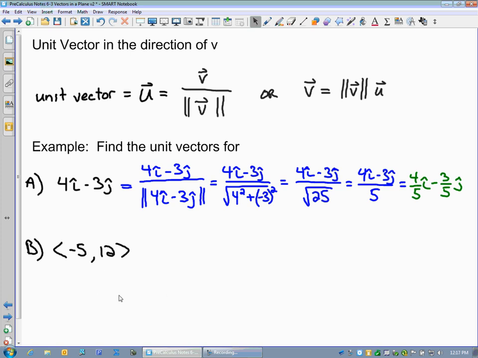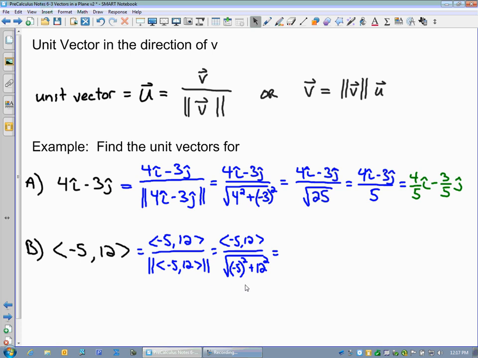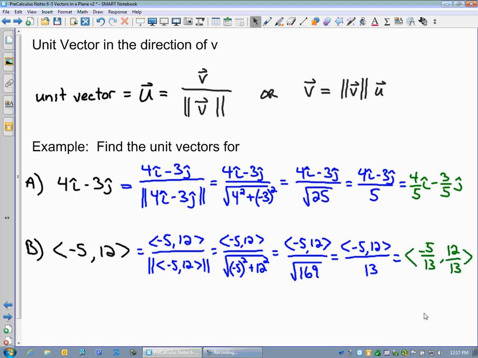For the angle bracket version, again, it's going to be the vector itself divided by its magnitude. And of course, we can do the square root of the x component squared plus the y component squared. When you do that out, you're going to find it's the square root of 169, which is 13. But once again, if you recognized 5, 12, 13 as one of your Pythagorean triples, then you could have jumped right from this step to this step. And now once we have that, we're simply going to break it up. It's going to be in angle brackets, negative 5/13, comma 12/13.